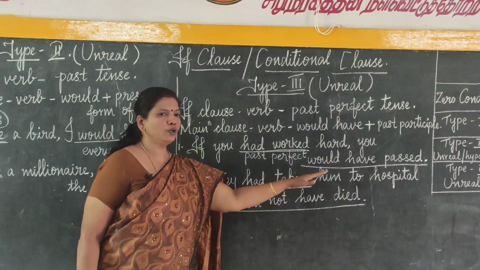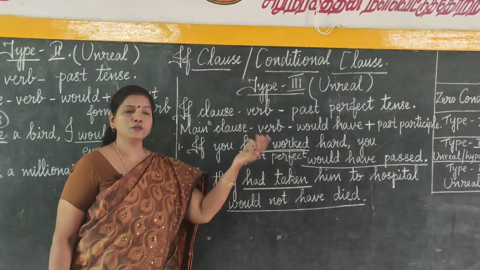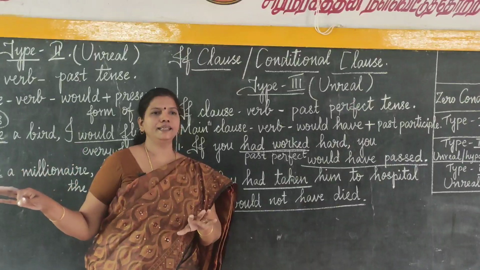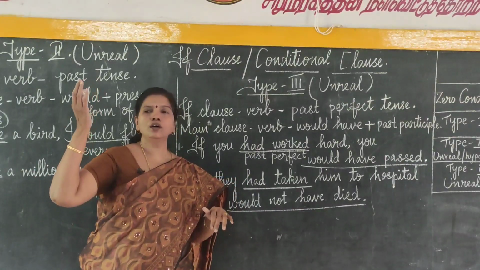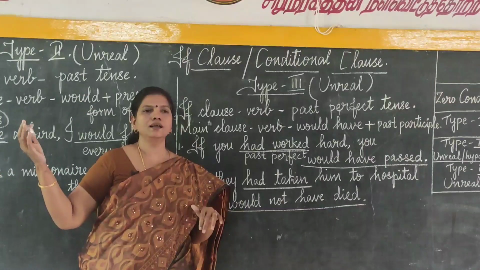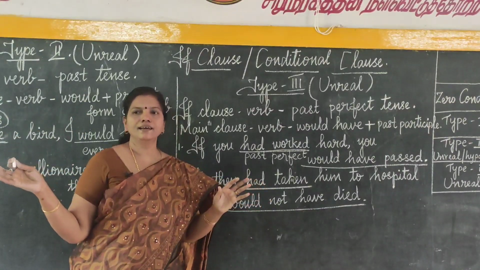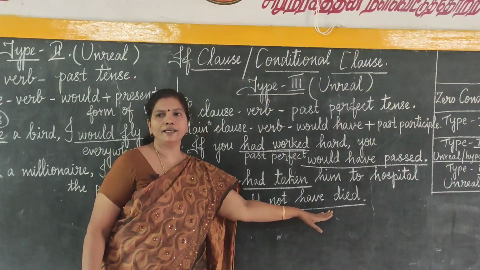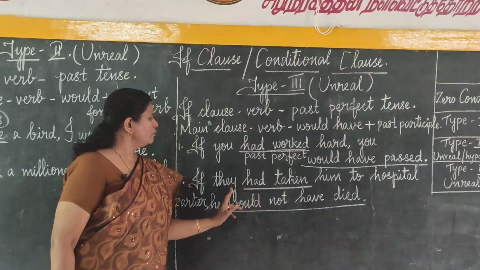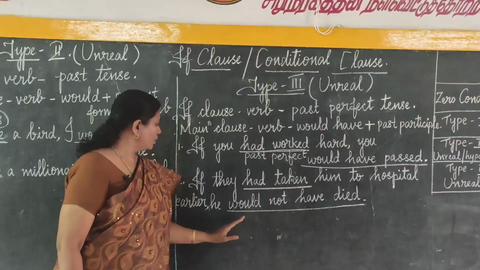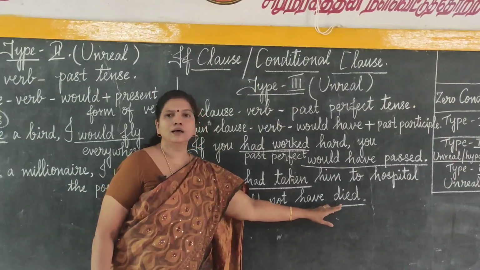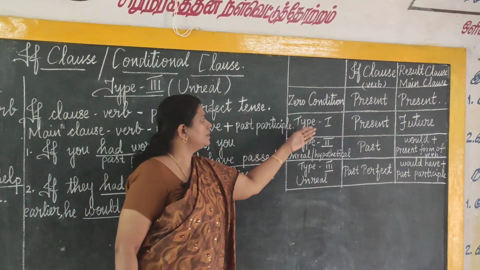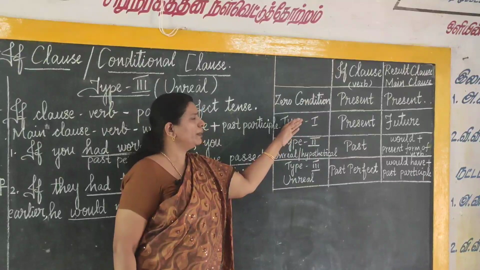So, if they had taken him to a hospital earlier, he would not have died. But the patient had died. After that you are telling, if you had taken him to hospital immediately after the accident, he would have survived. But he had died, right? So, if they had taken him to hospital earlier, he would not have died. The verb in the if clause is in past perfect tense and the verb in the main clause is would not have plus past participle. I have written the structure for you here. This table you have to remember forever. So, make a note of it.